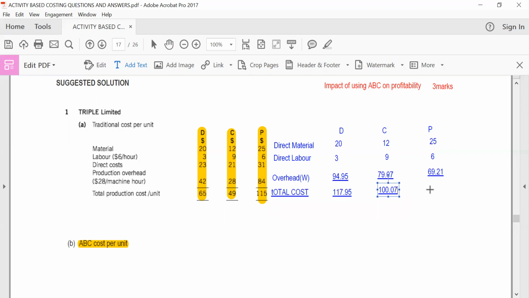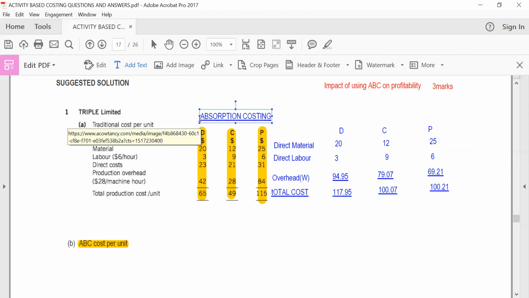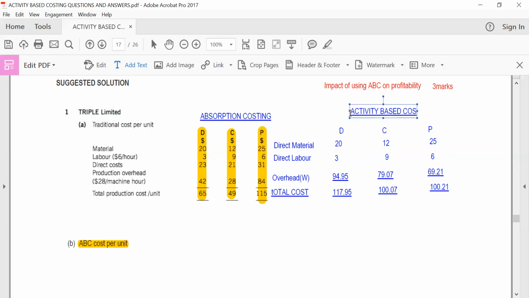Got it. Bring it out here. Zoom up there. So look at it carefully. The first answers over here was when we use absorption costing. When we use absorption costing, these are the answers we have gotten. I've highlighted them in 3 vertical yellow lines. When we decide to use activity-based costing, now you have gotten new answers.